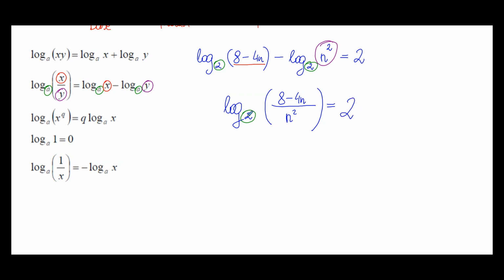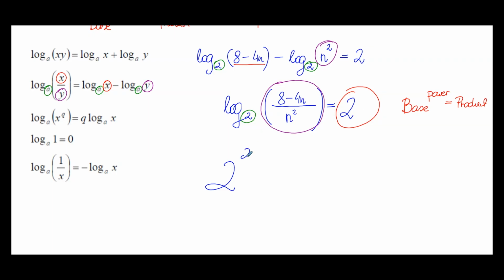So now I have the base, the product, and I have the power. So I can implement that change when I take the base to the power, and that equal product. So my base is 2, my power is 2, and my product is this fraction. So that way, I don't have log anymore.